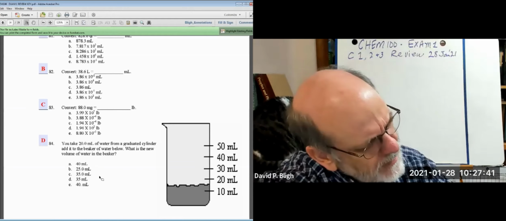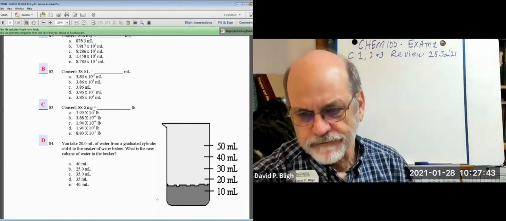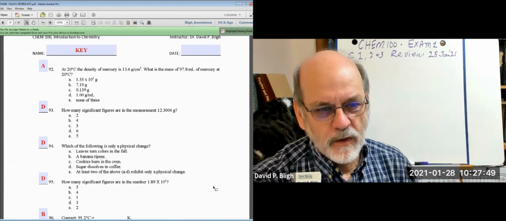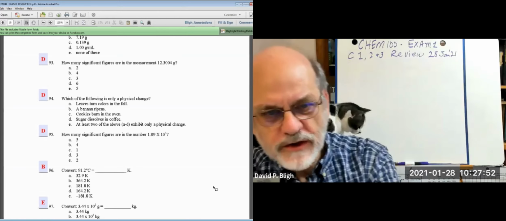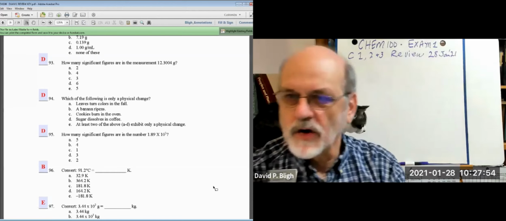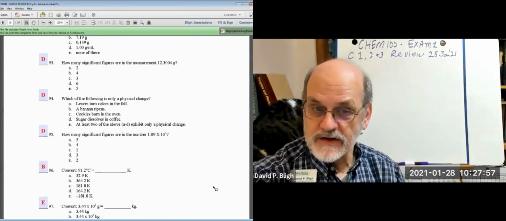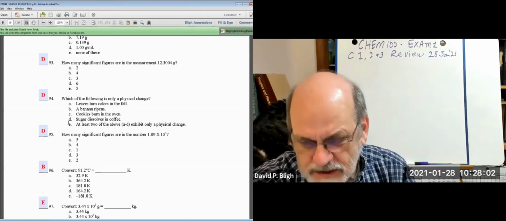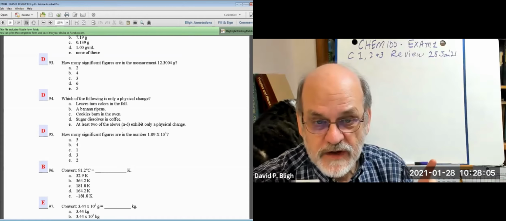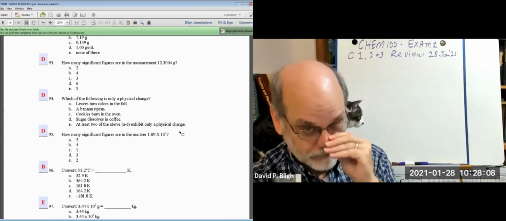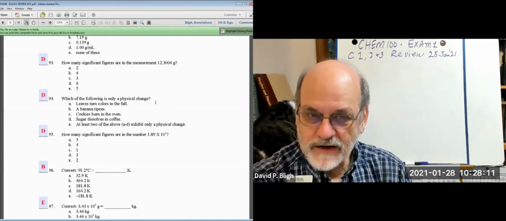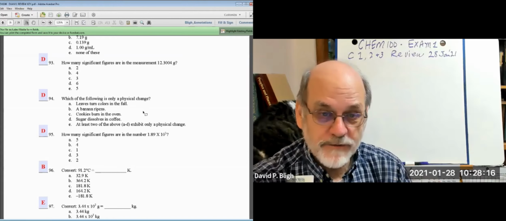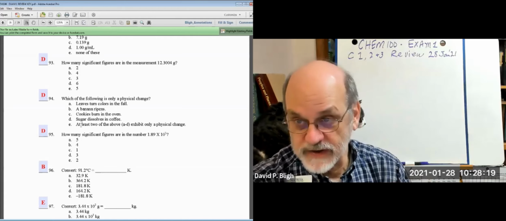Let's skip over to 94. I'm going to use the scroll bar for this one. There we go. Which of the following is only a physical change? So one problem before, we were looking for chemical change. Now we're looking for physical change only. And we see down here, test taking technique, at least two of the above exhibit only physical change. So that means that we've got to go through all of them and be sure that there's only one, or if there are two, then E would be the answer.